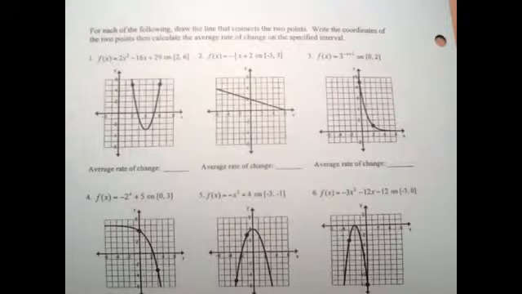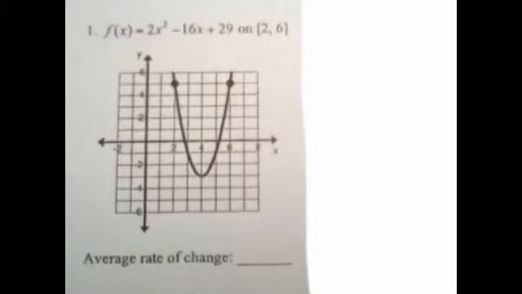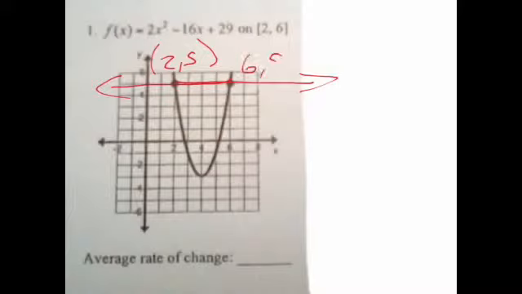And that brings us to the back part. What you need to do is draw a line that connects the 2 points and write the coordinates of the 2 points. Then calculate the average rate of change. So let's go over to number 1. We're going to need to draw a line that connects the 2 points. So they're actually like this. And the coordinates of this one are 2, 5. And the one over here is looking like 6, 5.